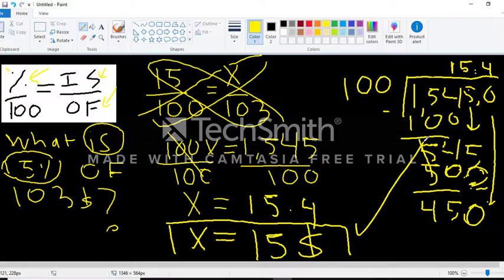To summarize, we use the percent formula, which is percent over 100 equals is over of. We asked ourselves, what is 15% of $103? We plugged in our numbers. 15 over 100 equals x, a variable we did not know. This was is. And of was our check, $103. We cross multiplied and we isolated x here. And finally, we came to the conclusion that $15.40 is an admirable amount to leave your server.